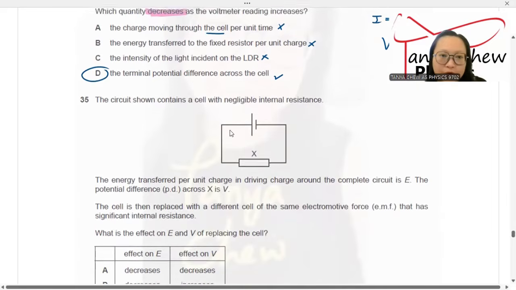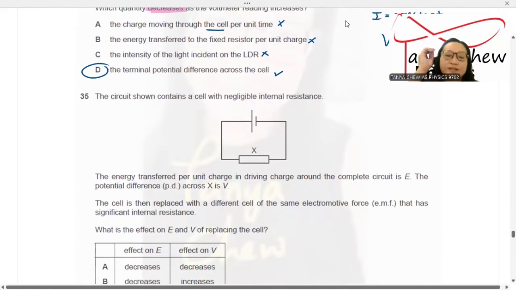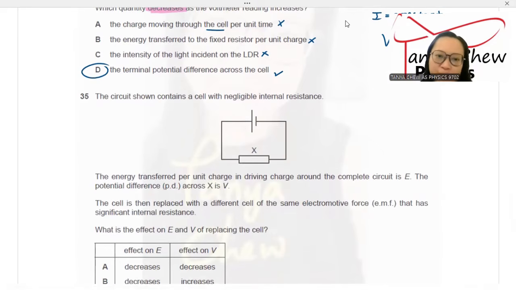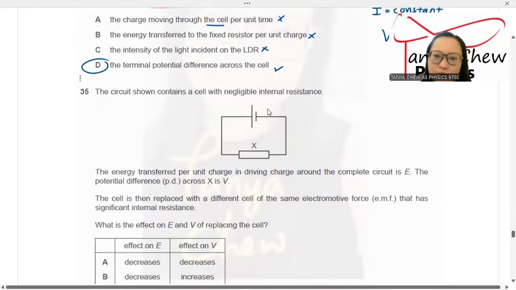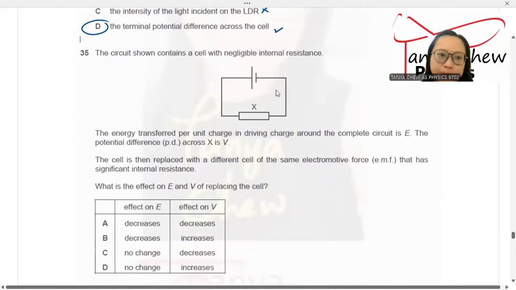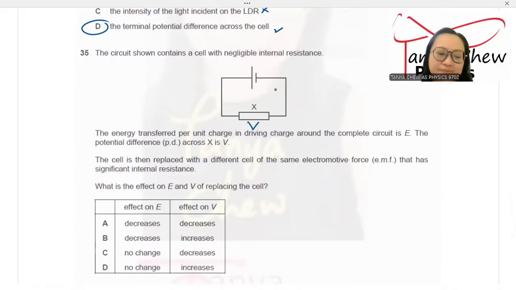Number 35, the circuit shown contains a cell with negligible internal resistance. The energy transferred per unit charge in driving the charge through the complete circuit is E. Potential difference PD across X is V. I am going to write that down. The cell is then replaced with a different cell of the same electromotive force that has significant internal resistance. What is the effect on E and V of replacing the cell?